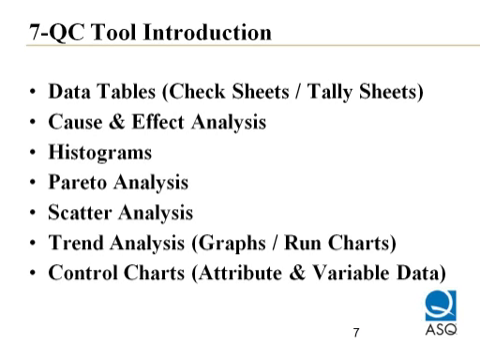For those of you who may not be familiar with it, there's a thing called the 7QC, or quality control tools. They include data tables, which are both check sheets and tally sheets, cause and effect analysis, histograms, Pareto analysis, scatter analysis, trend analysis, which includes graphs and run charts, and finally, statistical control charts, both for attribute data and variable data. We'll be talking about all of those and how they fit into the concept of tool connectivity.